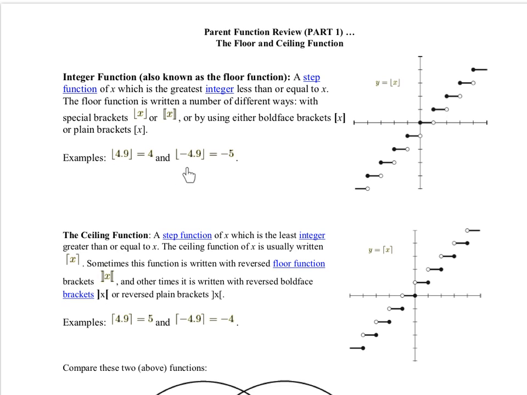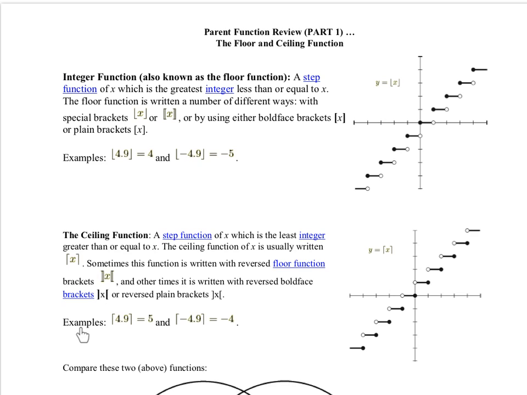Okay, if we have a ceiling function, this other function, then we're going to round up, and this is a little bit different. The difference here is that in the ceiling function, x is written with the brackets with the bar across the top. And sometimes this function is written with reversed floor function brackets. So it's like the floor function brackets here, but in reverse. And other times it's written with reversed boldface brackets, just like this one, but in reverse. So you have to be careful of this one because it's different than this one as far as notation goes.